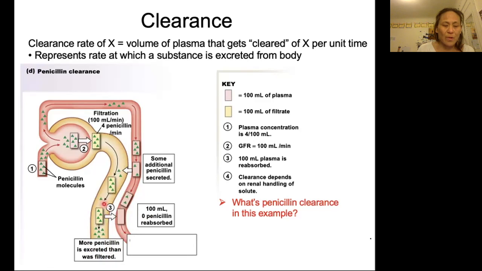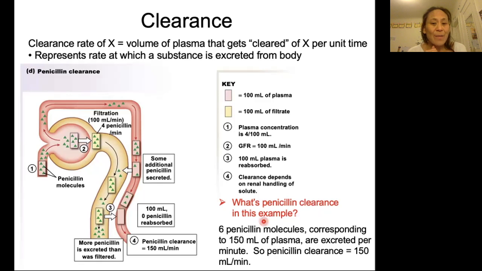So in this example, although it's not shown right here, we are excreting 6 penicillins per minute. Based on that number, let's see if you can figure out what the clearance of penicillin is in this example. So take a moment, hit pause if you need to. Okay, penicillin clearance is 150 milliliters per minute.